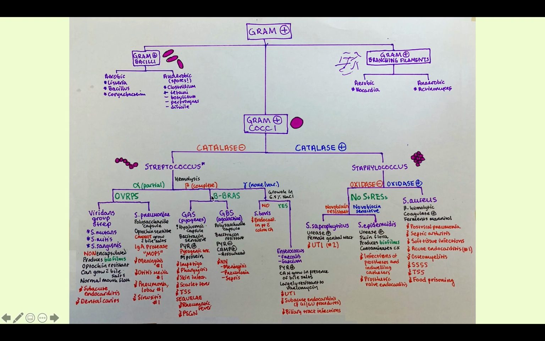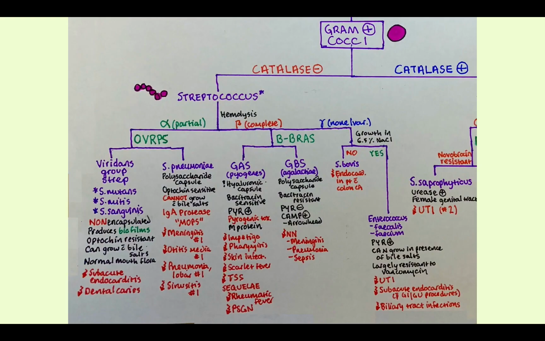If it's complete hemolysis, then you know it's beta hemolysis. And that's the topic of this video, particularly group B strep. But group A strep is also hemolytic. It'll look identical on the sheep blood agar. So you have to do another test to be able to differentiate them. There are two ways that you can do that, which we'll go into in the next slide.